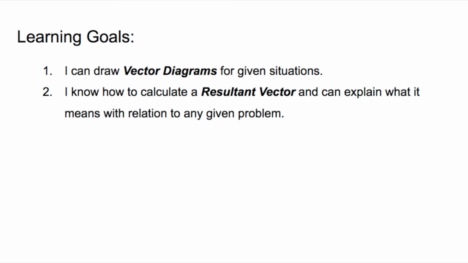So before we get into solving the actual question, let's first look at the two main learning goals for this lesson. The first learning goal is I can draw vector diagrams for given situations, which we're going to do later in this video. And the second one is I know how to calculate a resultant vector and explain what it means with relation to any given problem. And we are also going to be doing that later in this video.